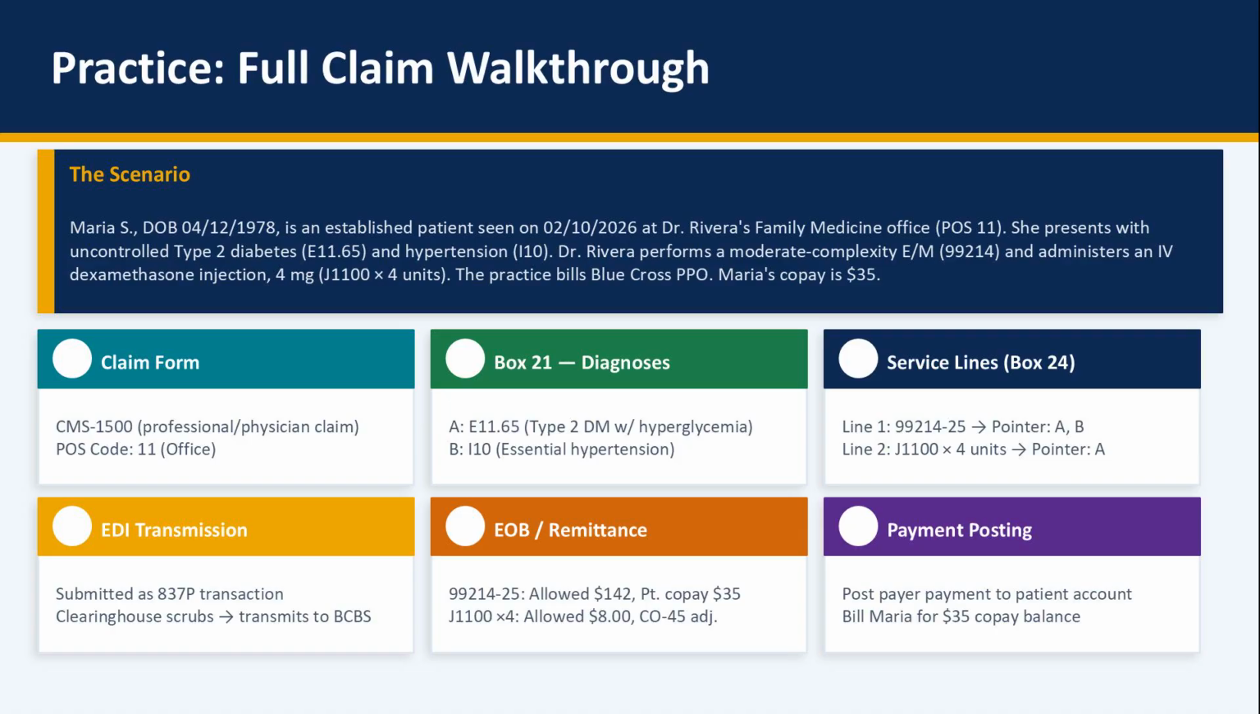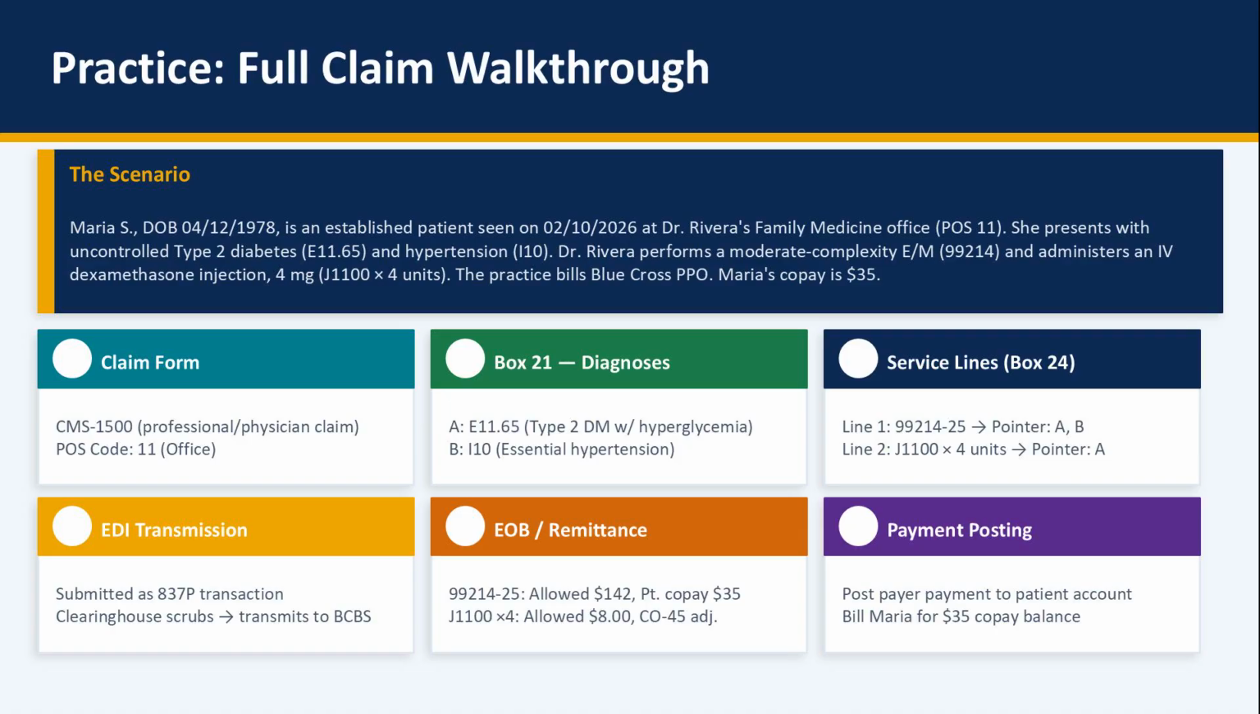Step 1. Which claim form? This is a physician office visit. Professional service. Place of service 11. We're using a CMS 1500. Step 2. Box 21. Diagnoses. We have 2. E11.65 in position A for the uncontrolled diabetes and I10 in position B for the hypertension.